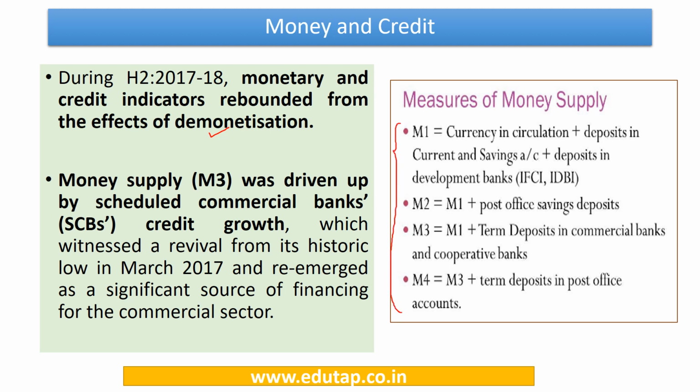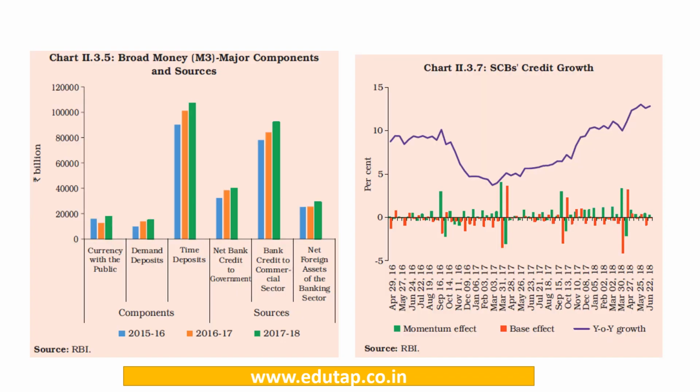Now if we talk about the broad money, which even comprises the term deposits in commercial banks and cooperative banks, the report says that this was driven up by the scheduled commercial banks' credit growth, which witnessed a revival from its historic low in March 2017. So this is primarily attributed to the scheduled commercial banks. So this is about the broad money major components.